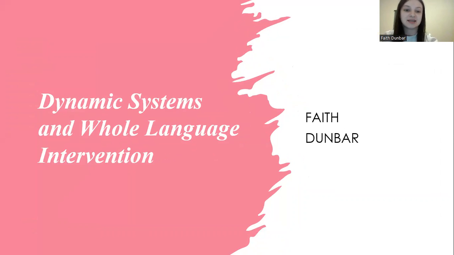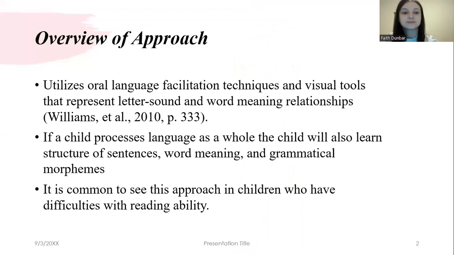I'm going to be presenting dynamic systems and whole language intervention. An overview of the approach: it uses oral language facilitation techniques and visual tools that represent letter to sound and word meaning relationships. It proposes that if a child processes language as a whole, the child will also learn structures of sentences, word meaning, and grammatical morphemes.